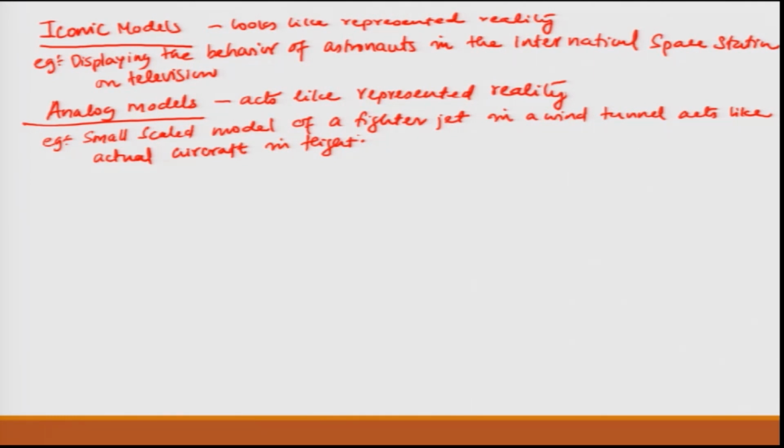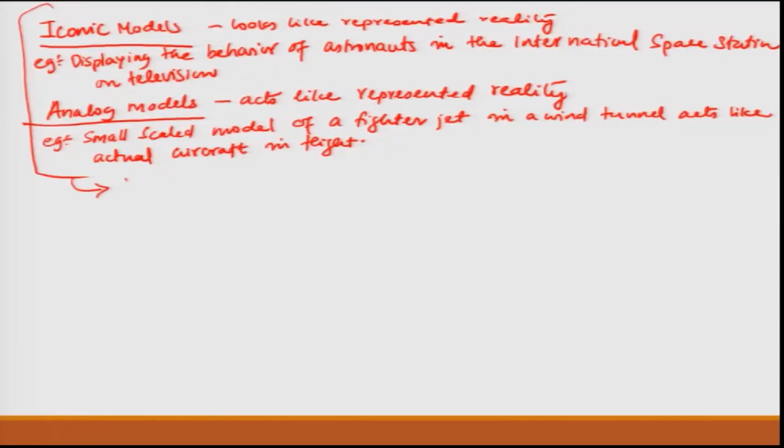In both these cases, the iconic model and the analog model, they are actually the physical system models. Okay. You are actually seeing the physical system, you are observing it. In iconic models, you are observing it through a television. In an analog model, you make a small model of it, and that model acts like the represented reality. So, these two together become what we call the physical models.